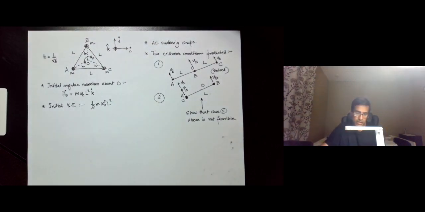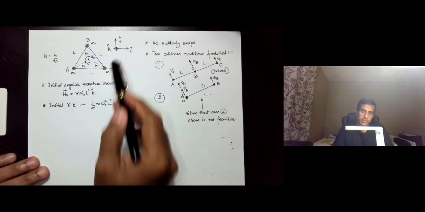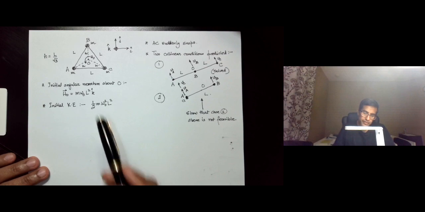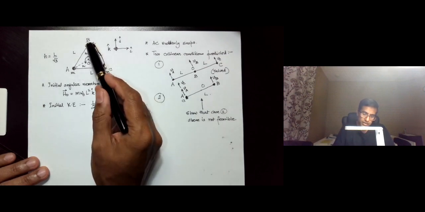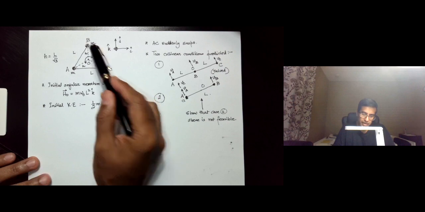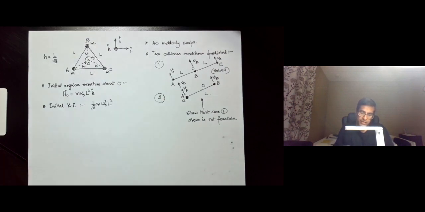Okay, so this video is a continuation of an earlier video where we have done an analysis of a system of particles that is shown over here. In this problem, there are three particles, A, B and C. They are connected by rigid massless rods.